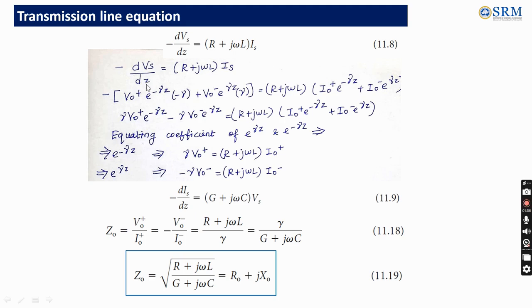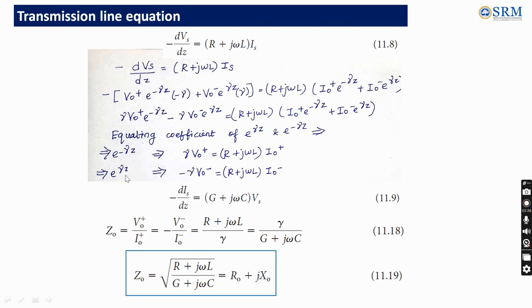So here we are going to take just a differentiation of that. This is a constant. If we take the differentiation of e^−γz, it is e^−γz times −γ. Similarly, plus V0− e^γz times γ. And the rest of the terms will be there. Instead of Is, we apply this solution for the current equation. If you simplify this and equate the coefficient of e^−γz at first, we see γ V0+ is equal to (R + jωL) I0+. That is the term for the e^−γz coefficient.